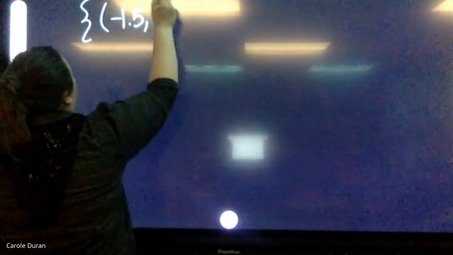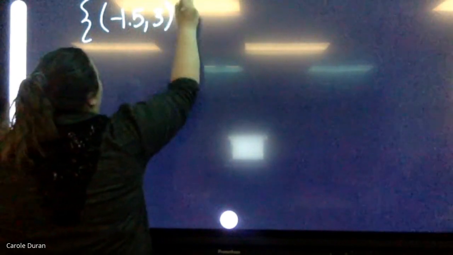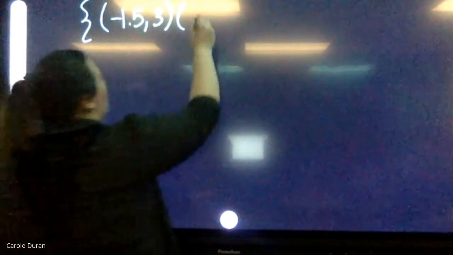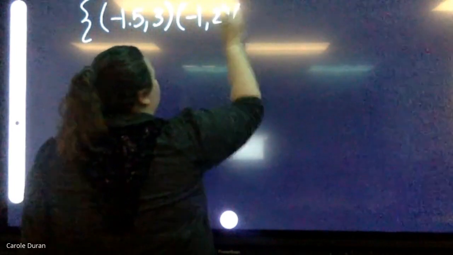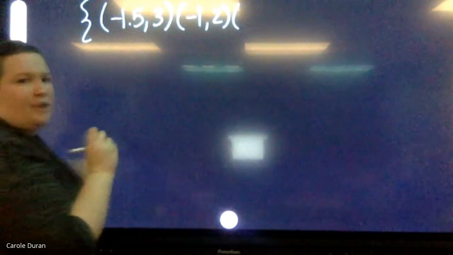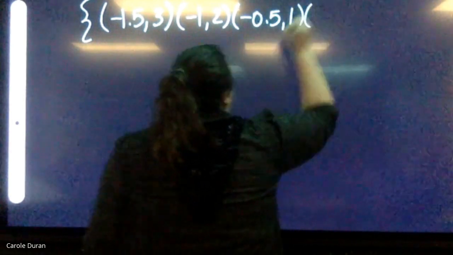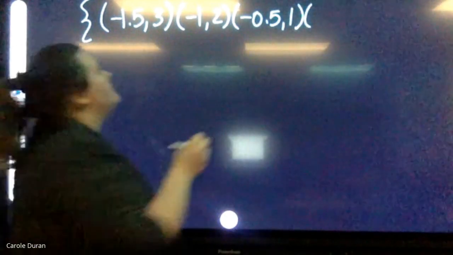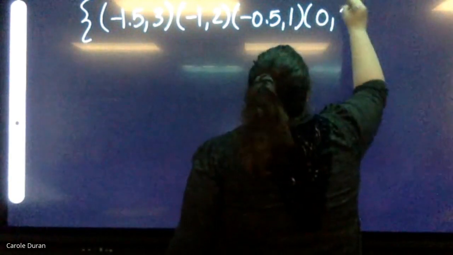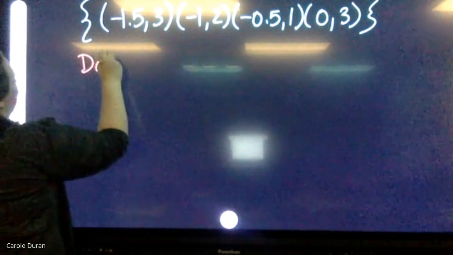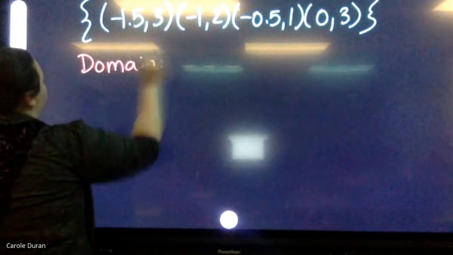Okay, so my next function is the set of points -1.5, 3, -1, 2, -0.5, 1, and 0, 3. And I would like for you to identify the domain for this function and the range for this function.